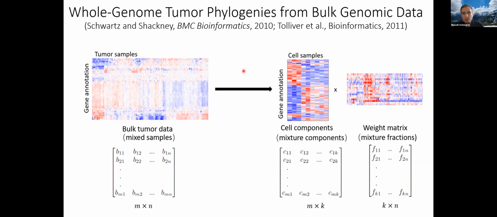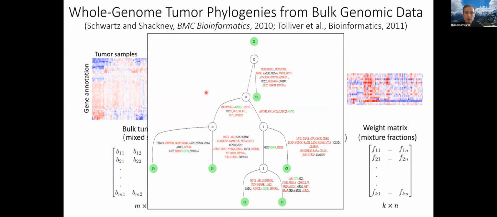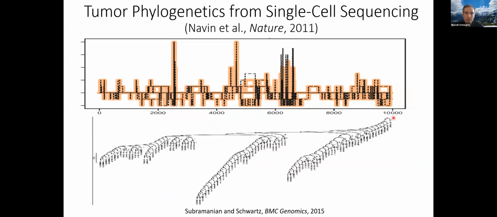This is typically posed as some sort of matrix factorization, but gives another way to identify a set of inferred cells in a tumor and how those might be related by a phylogeny that then gives you insight into what's functionally happening in tumor evolution.